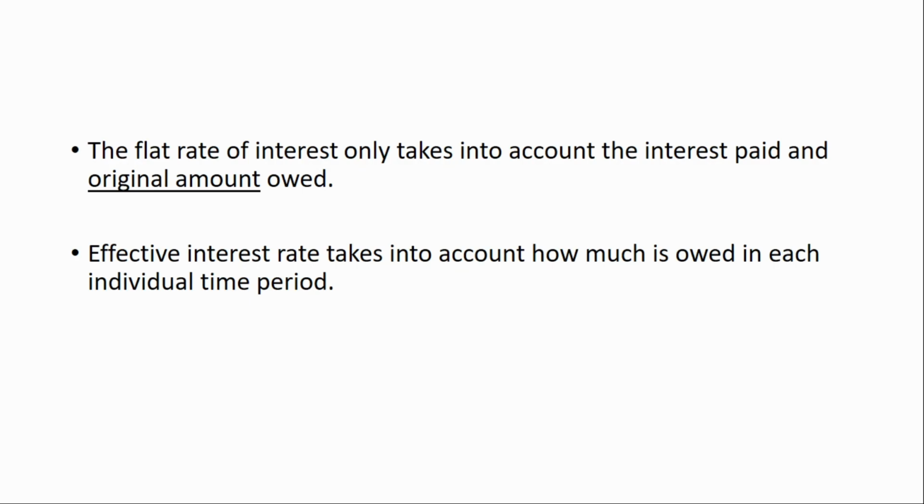So the main difference between the two is that the flat rate of interest only takes into account the interest paid and the original amount owed, whereas the effective interest takes into account how much is owed in each individual time period. So that could be every year, that could be every month, like the example we just did.